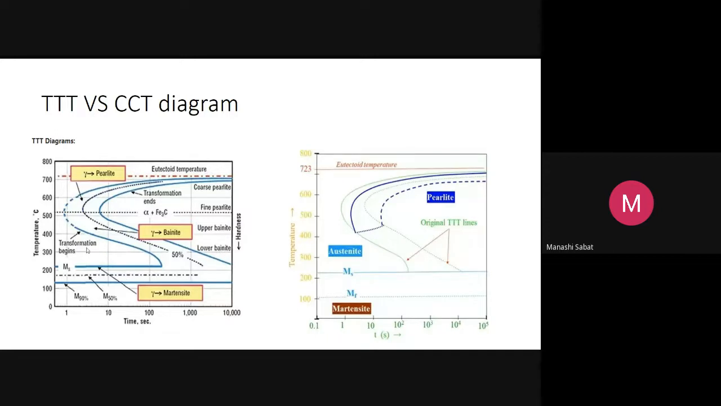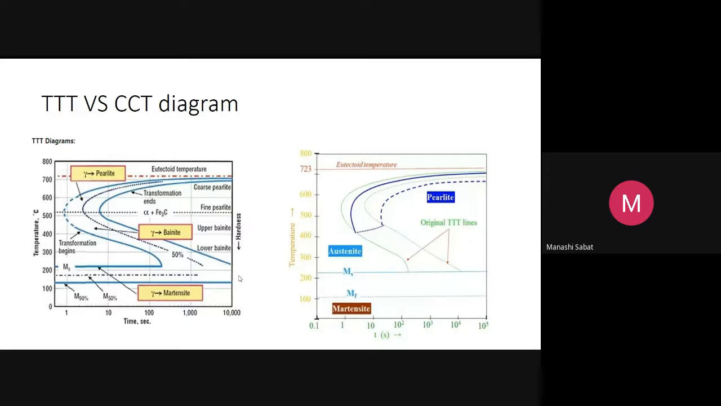Another hint is I told you, while cooling the steel, if it does not touch these curves, the transformation will not start. And if you will not touch this curve, the transformation will not finish. So that is another hint. Tell me quickly. I'll give you 5 seconds to think.